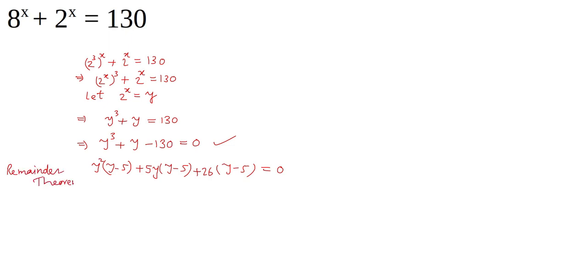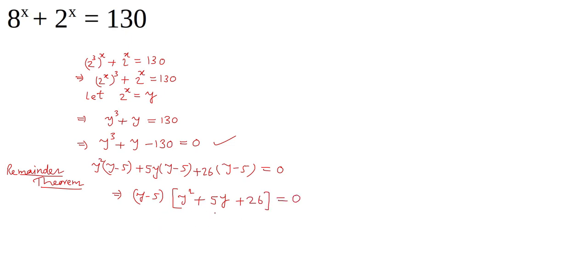If you don't know what the remainder theorem is, I can make another video on that. Okay, let's move forward. So y minus 5 is a common factor you can see. So you can take y minus 5 common, and what will be left inside the bracket? That will be y square plus 5y plus 26 is equal to 0.